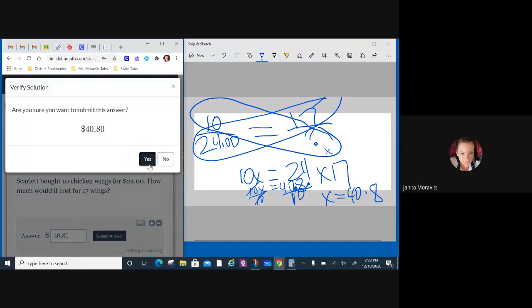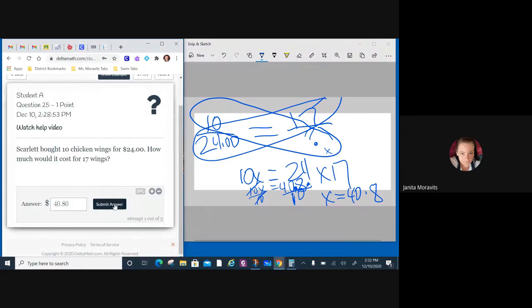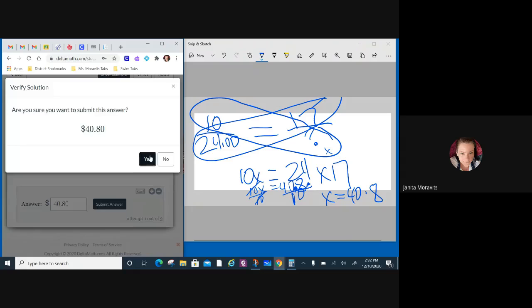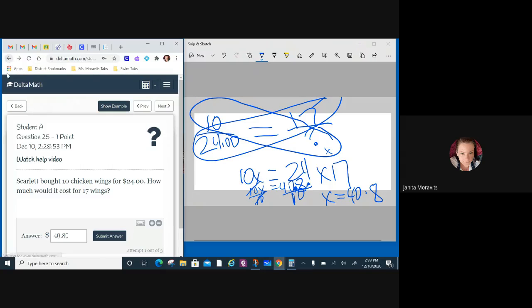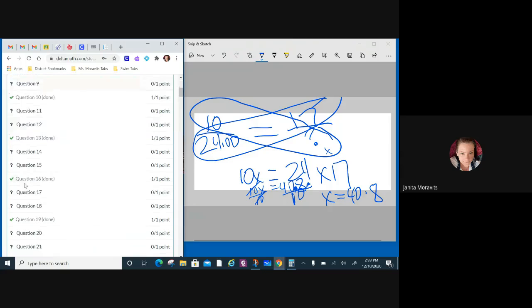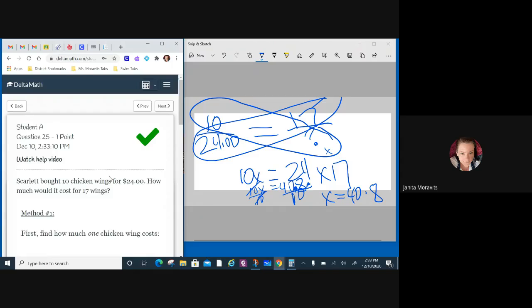So let's submit our answer. All right, there we go. Why is it not submitting? Okay. All right, so I'm going to go back. That was question number 25, because what happens sometimes is it gets bogged down there. So 25 is done. There we go. Now it shows you that it was correct.